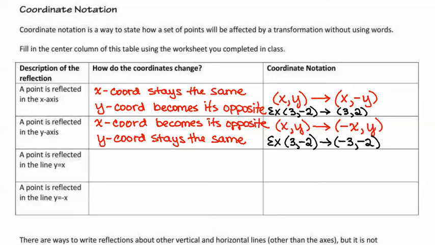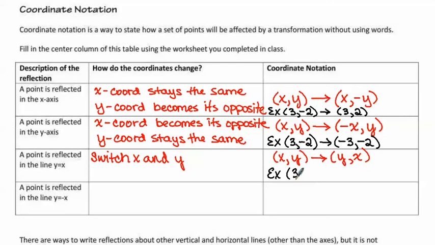A point is reflected in the line y equals x. From our paper before, we said switch x and y. So a point (x, y) switches the position of y and x. So y and x switch places. Start with that same point, (3, -2). Switch the positions of x and y. So (-2, 3).